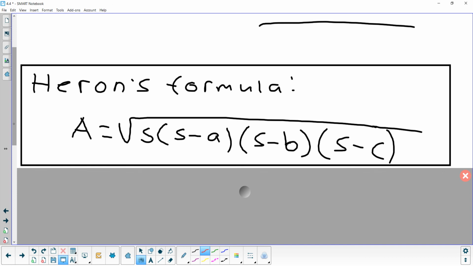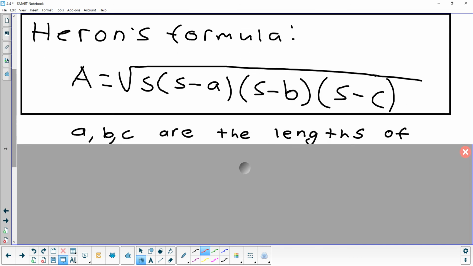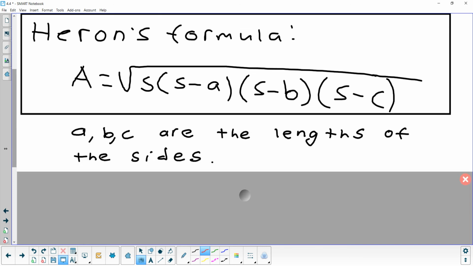So this calculates the area of a triangle if you're given all the sides. Okay, so what do you think the A, the B, and the C are in that formula? Yep, those are the sides. We've used those letters before. We also have this other letter, S. That's not a 5, that's an S. Well, S stands for, I'll show you in a second. So A, B, and C are the sides.